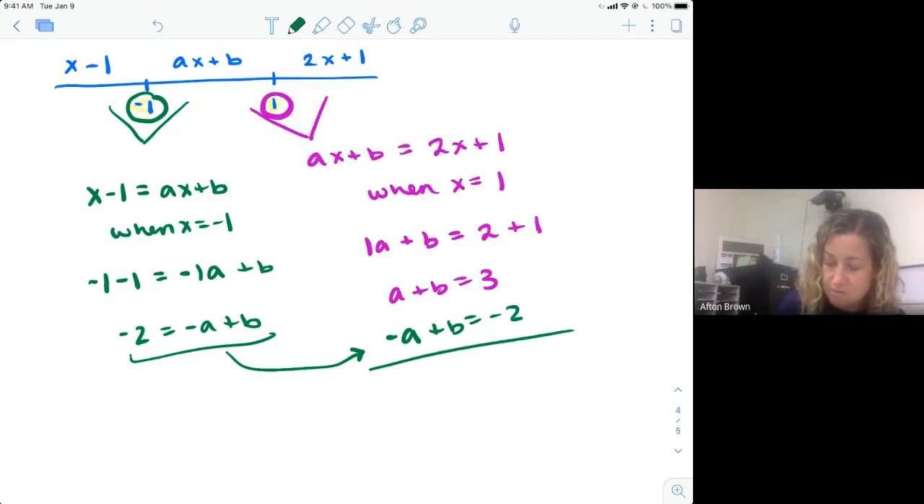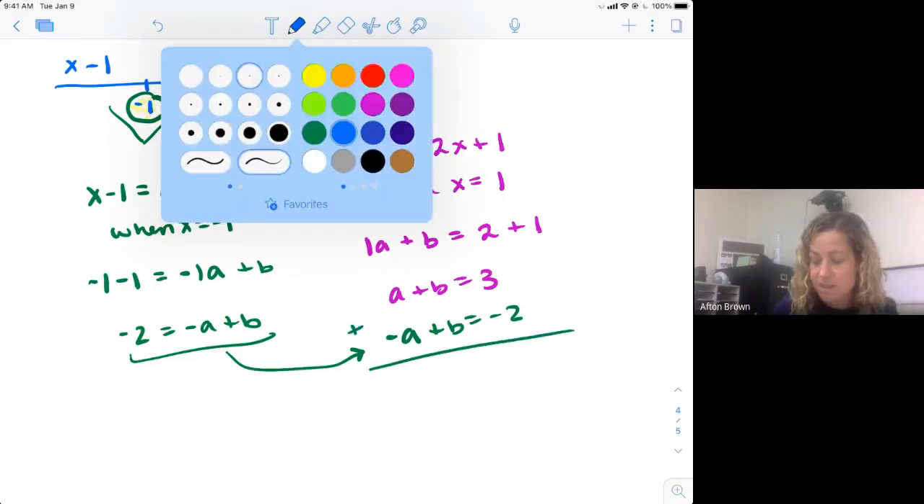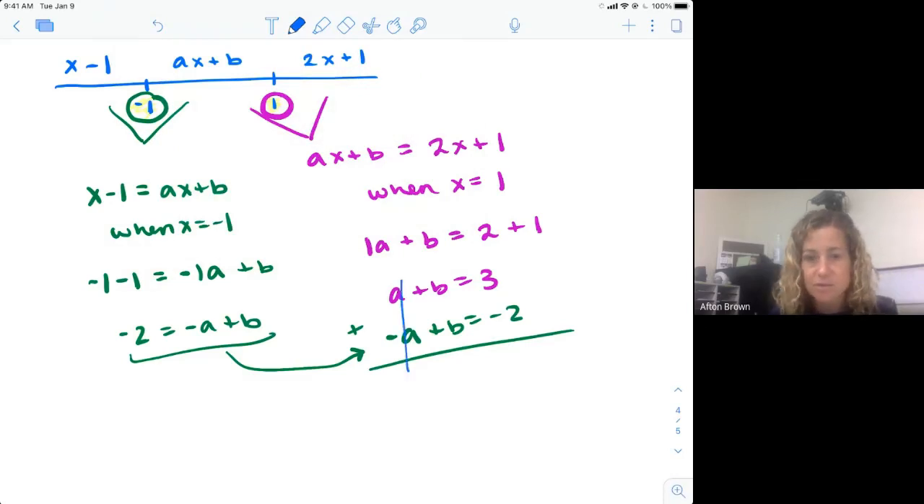Now I can add these two together. If I add them together, a minus a, that's 0. This is why we call it elimination. B plus b is 2b. So then 3 minus 2 gives us 1. What's our last step? Solve for b. Good. And so let's see, was that Caleb? After I solved for b, so now I have b equals 1/2.